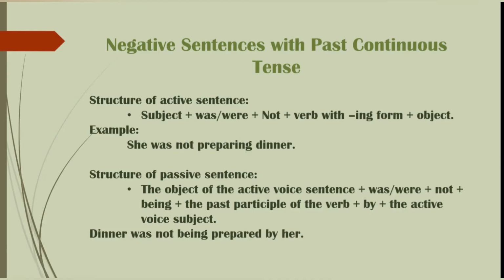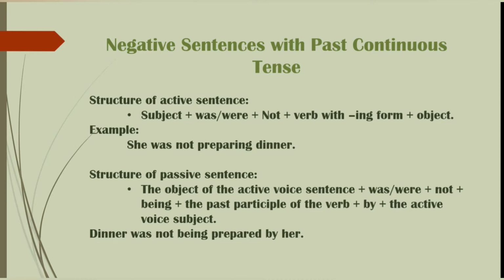Let's continue with the negative form of past continuous passive. To make a negative form of past continuous passive, insert not between was or were and being. Here we have the structure of the active voice sentence in the negative form. Subject plus was or were, then not plus the verb with ing form, and finally the object. Example: she was not preparing dinner.